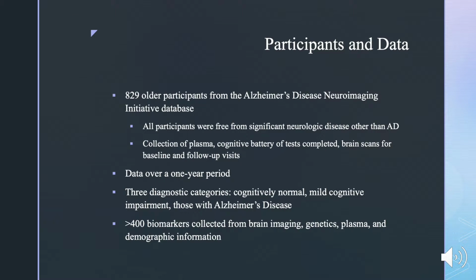Data from 829 older participants from the Alzheimer's Disease Neuroimaging Initiative database was collected. All participants were free from significant neurologic disease other than Alzheimer's disease. Collection of plasma, cognitive battery of tests completed, and brain scans for baseline and follow-up visits. They collected this data in order to identify predictors of cognitive decline and brain atrophy over a 1-year period. They also included that all of those participants fall under 3 diagnostic categories of being cognitively normal, having mild cognitive impairment, and having Alzheimer's disease. More than 400 biomarkers were collected from brain imaging, genetics, plasma, and demographic information.